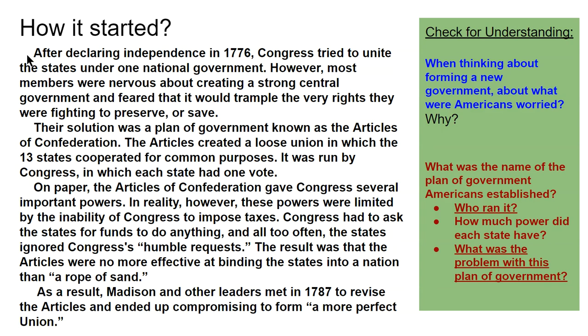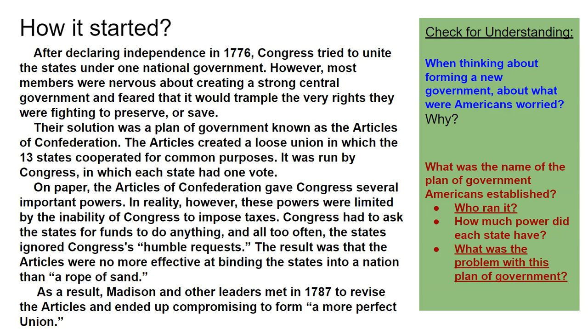How it started. After declaring independence in 1776, Congress tried to unite the states under one national government. However, most members were nervous about creating a strong central government and feared that it would trample the very rights they were fighting to preserve or save. Their solution was a plan of government known as the Articles of Confederation. The Articles created a loose union in which the 13 states cooperated for common purposes. It was run by Congress, in which each state had one vote.